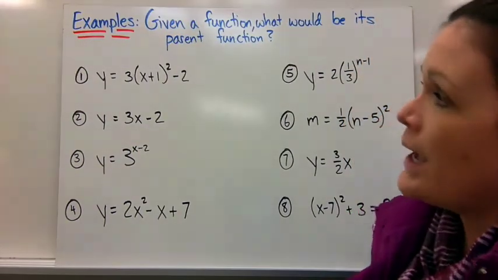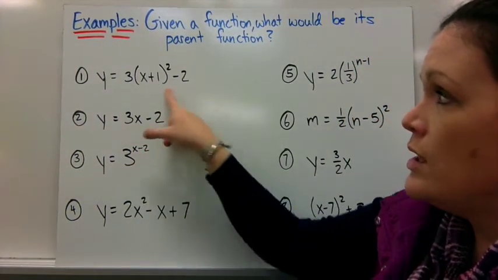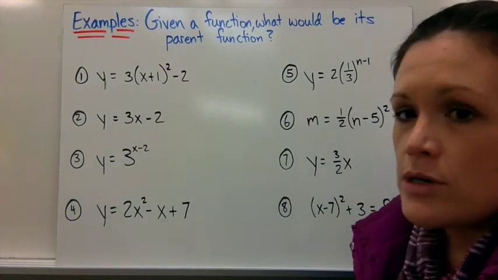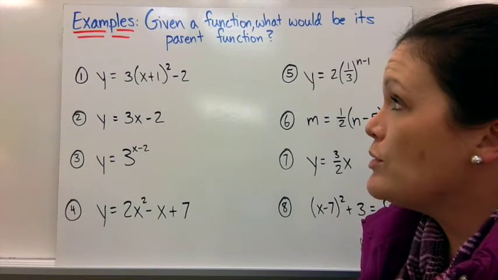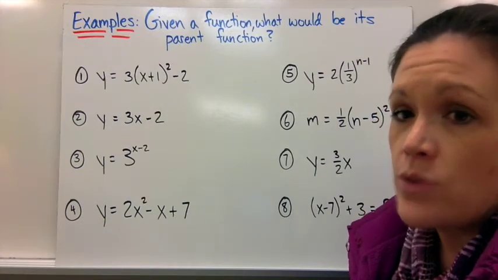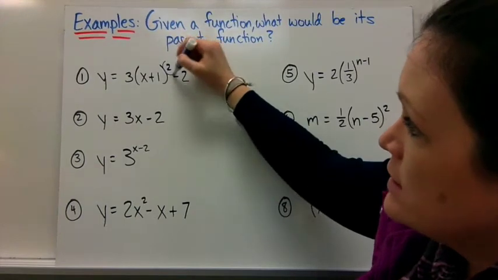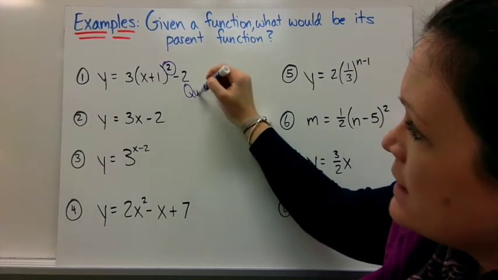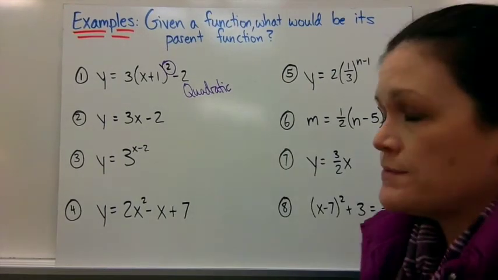If I'm given y equals 3 times (x plus 1) squared minus 2, I have to pick out, is that linear, quadratic, or exponential? That one would be quadratic because it's squared. That's the way you pick out quadratic versus linear or exponential. This little square right here indicates to me that this one is a quadratic function.